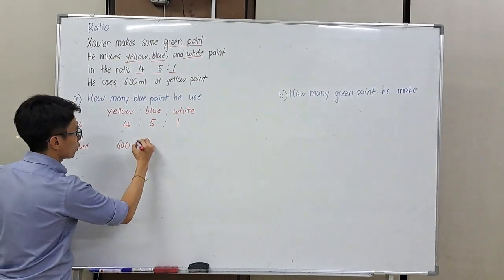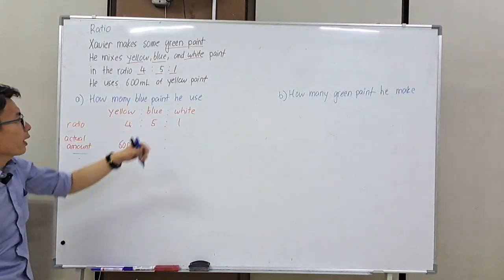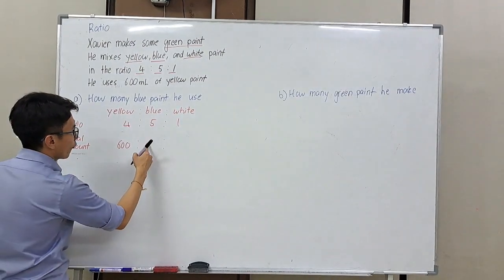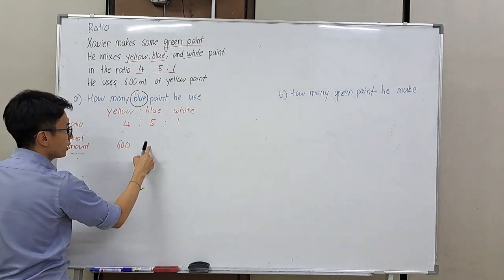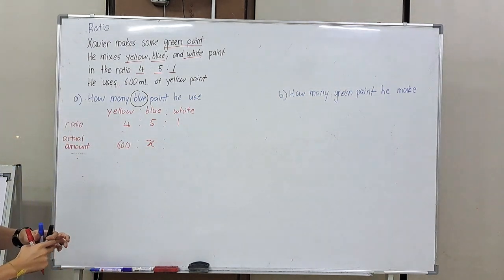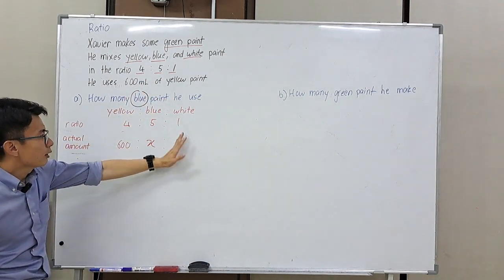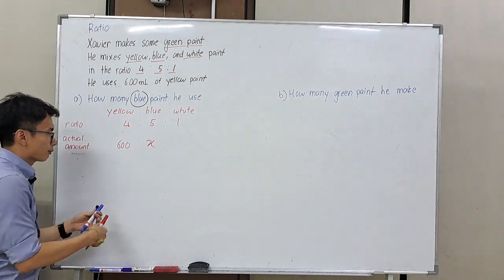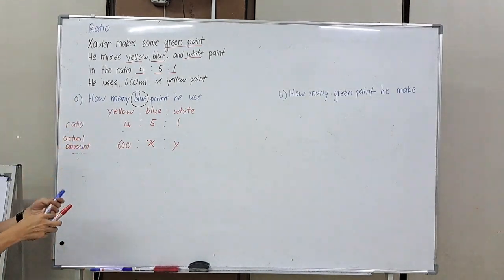The question asks, how much blue paint did he use? So over here, I have my unknown. I'm interested to know my blue paint, and I do not know how much it is, so I'm going to write an X over here. Am I interested in the white paint? No, because the question did not ask for it, so I can just leave this blank. But if I'm interested to know the white paint also, I'm just going to write Y over here first, for educational purposes.